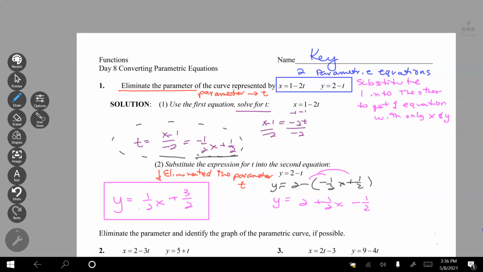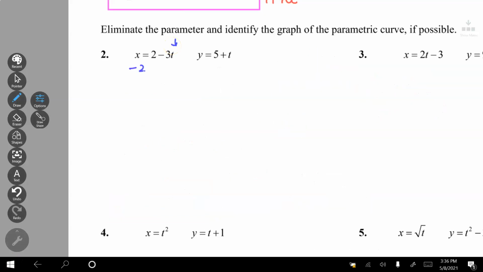Now I should always make note what graph this is. This is a linear graph. It looks like a line. So that's what we're going to do today. Solve one equation for t, put it in the other one by substitution, and clean it up, simplify it, and see what we get.